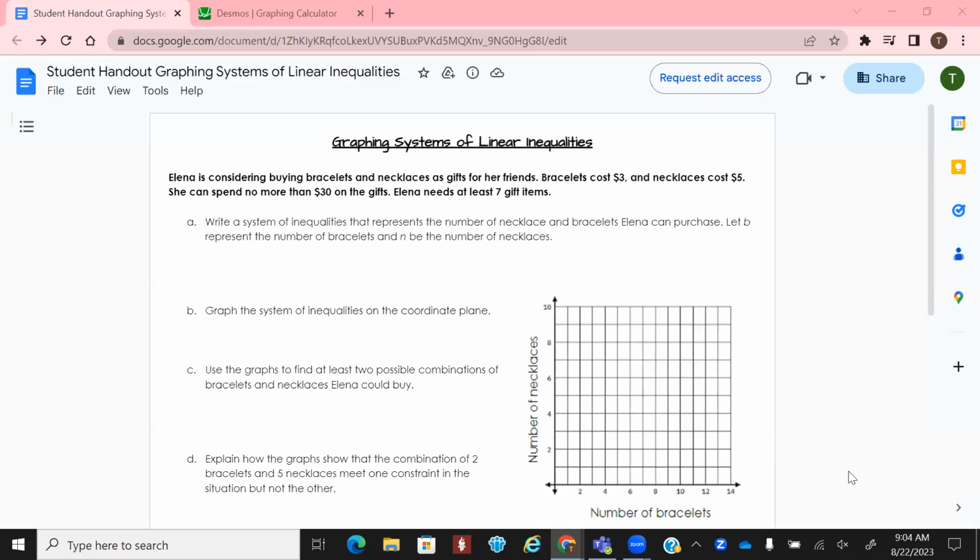All right, so Elena is considering buying bracelets and necklaces as gifts for her friends. Bracelets cost $3 and necklaces cost $5. She spends no more than $30 on gifts. She needs at least 7 items. We're going to write a system.